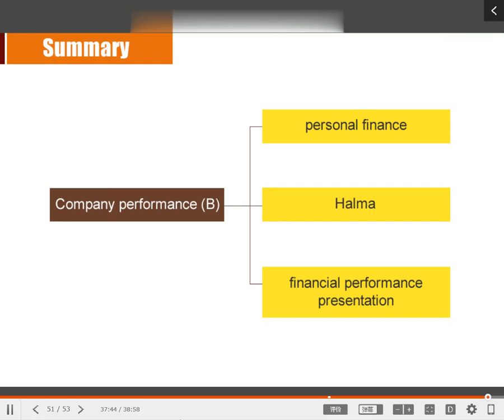Now here, let's have a review of today's class together. So in today's class, we talked about company performance. And in the first part of today's class, we talked about personal finance. And then we talked about the successful financial performance of the group Helma. And lastly, we studied a financial performance presentation.